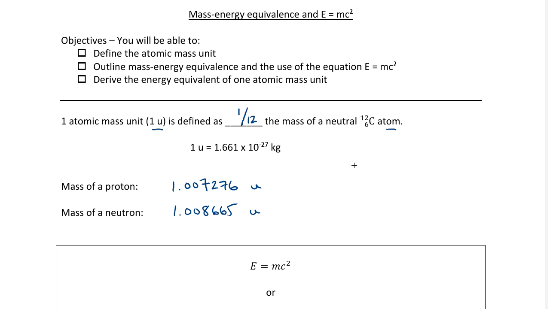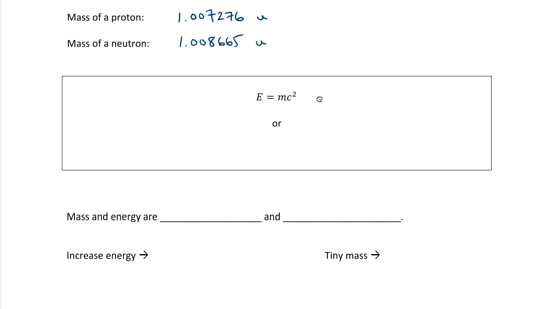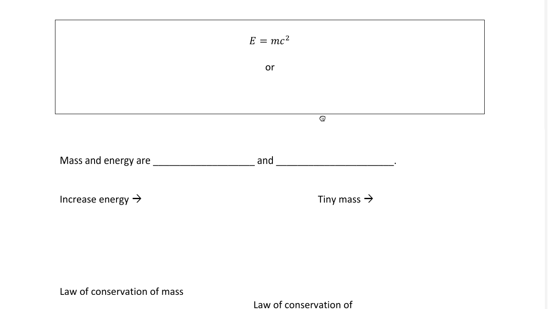Now, you might already be noticing the fact that a carbon-12 atom has 6 of each of these, plus electrons, and yet its mass is less than the sum of 6 times this plus 6 times this. From the definition we've given here, the mass of a neutral carbon-12 atom is exactly 12 atomic mass units. So what's going on? How can the whole be less than the sum of the masses of the parts? Well, to understand that, we need to go a little bit further, and we'll do that over this lesson and the next. Let's start with understanding what Einstein's famous equation E equals mc squared is telling us.